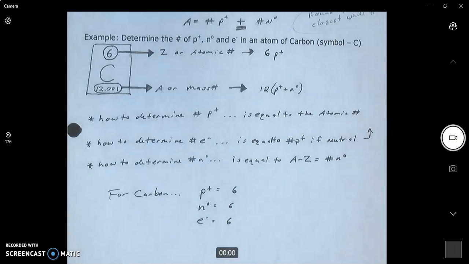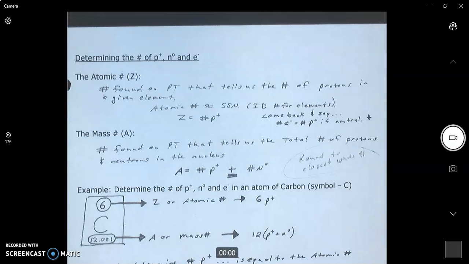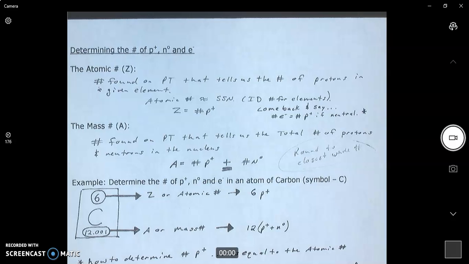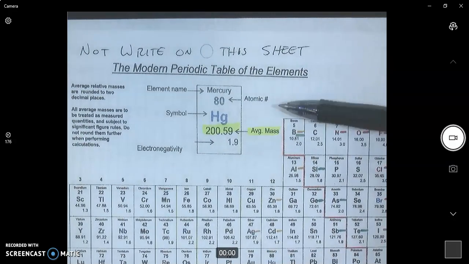Now, when we go to the periodic table, we're going to find two principal numbers that are useful to us on the table. The atomic number, that is represented by the letter Z, and the mass number, the average atomic mass, which is represented by the letter A. We can find those by using the key or the legend to our table.